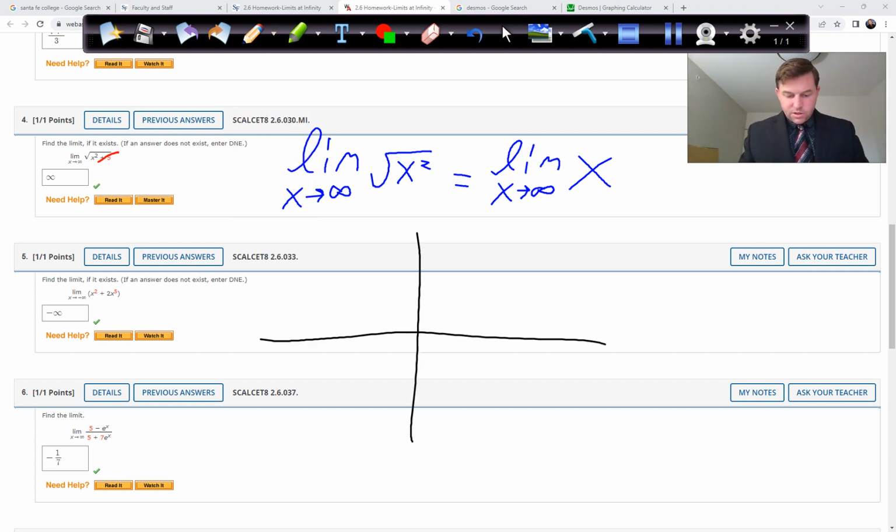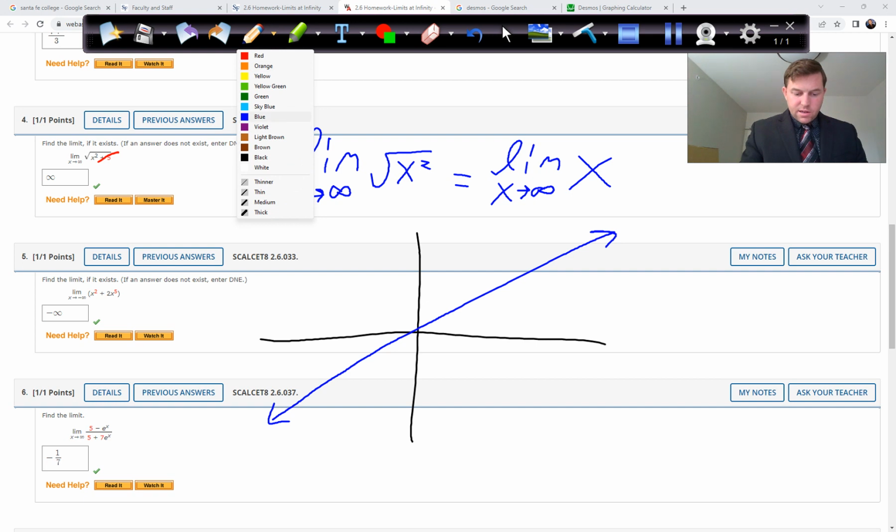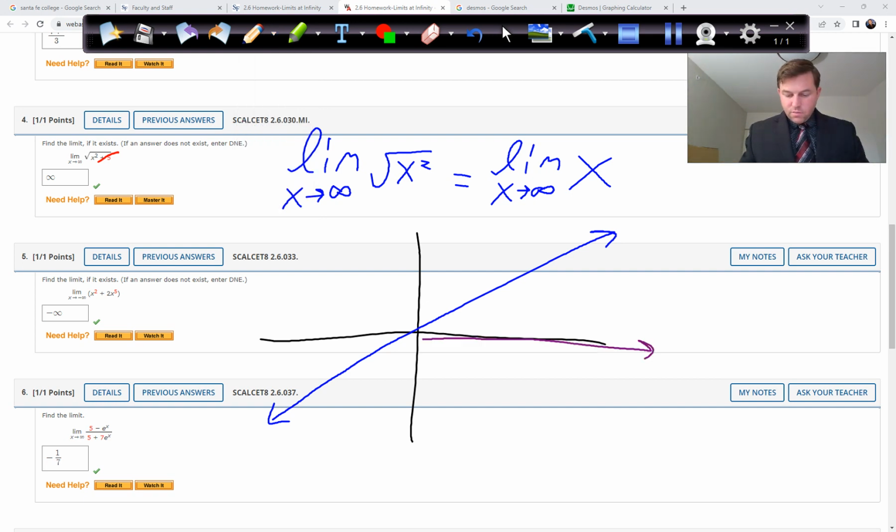The function x is a straight line at a 45-degree angle that looks like this. And it goes off like that. As x gets really, really big, so as I go to the right, what is my y value doing? It is getting bigger and bigger and bigger. So it is going to positive infinity. So in this one, I couldn't cancel anything and get a nice number. So this one would be infinity. So it's just going to grow and grow and grow.